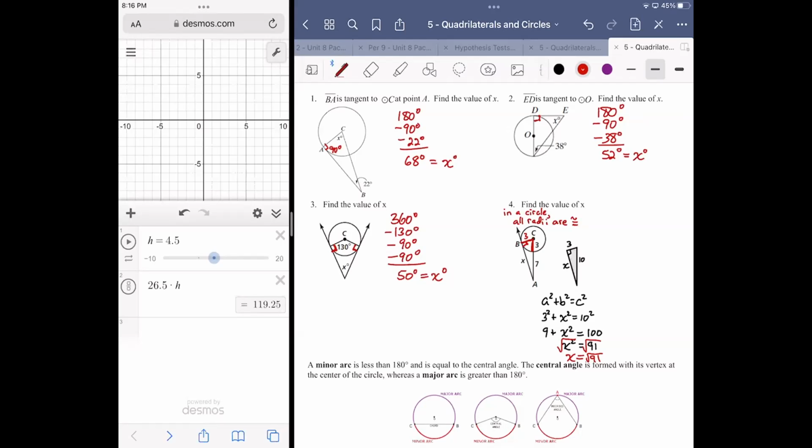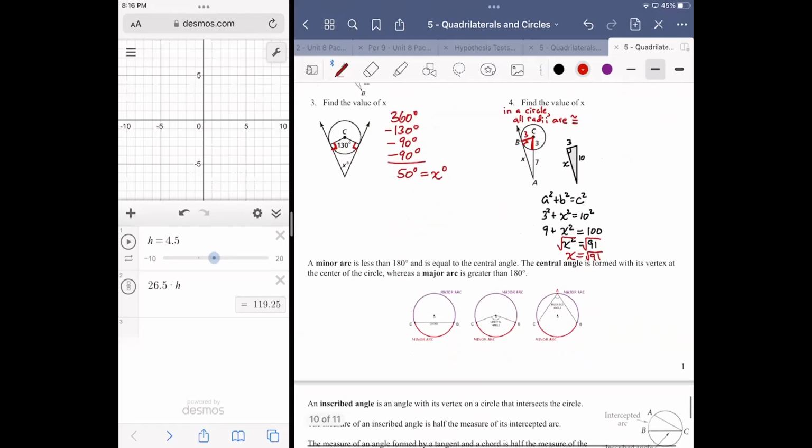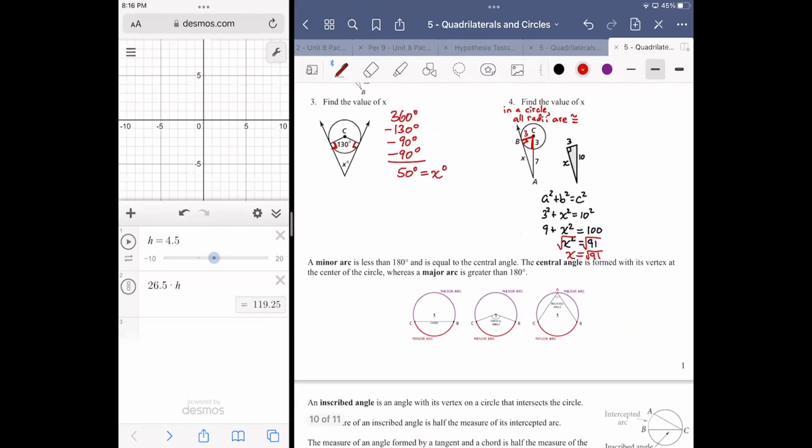So then, more terminology. We have a minor arc, less than 180 degrees and equal to the central angle. The central angle is formed with the vertex at the center of the circle, whereas the major arc is greater than 180 degrees. Okay. So you kind of look at it and say, well, you have 2 arcs made by an angle within a circle.